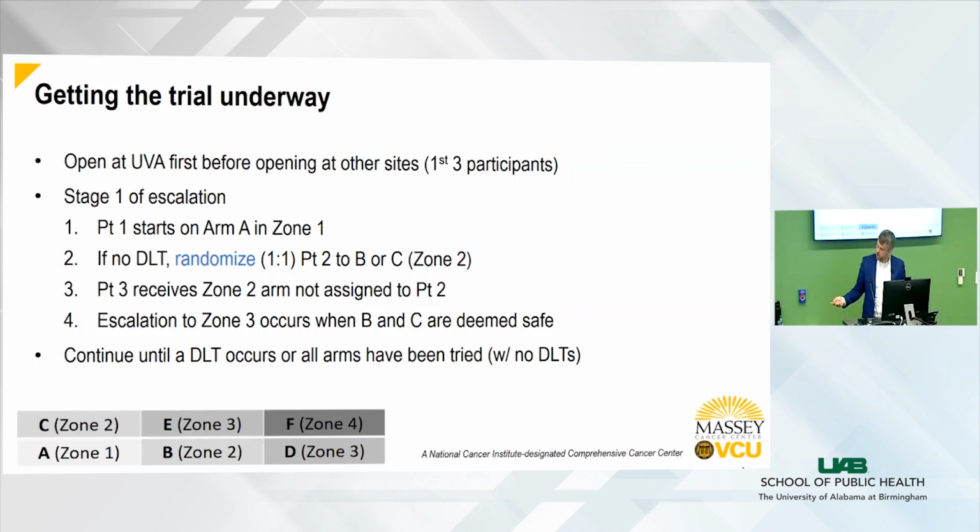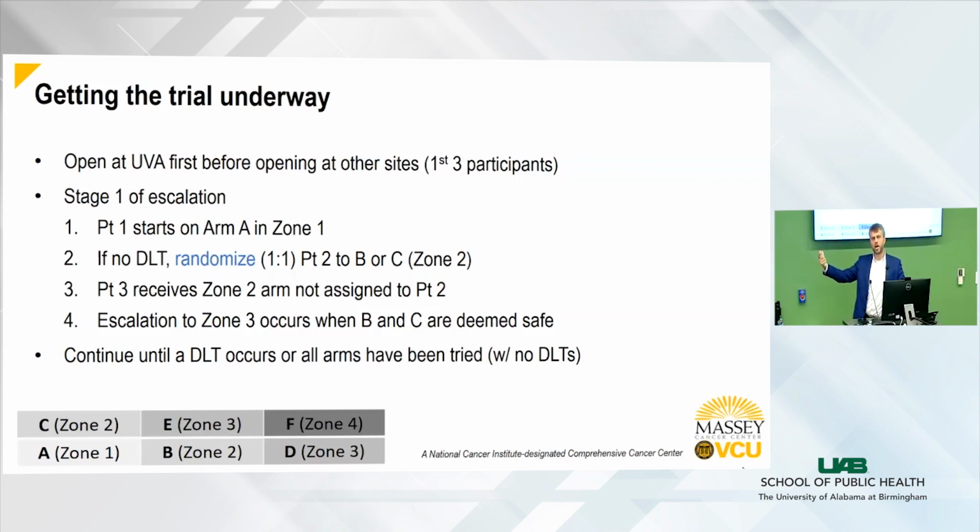Patient 1 starts on arm A. In zone 1, if no DLT, we randomize to B or C for zone 2. So the second patient is randomized to B or C if there's no DLT on A. Patient 3 receives the zone 2 arm that was not assigned to patient 2. So we fill that other one, right? Then when we get to the next one, like E and D, again, first one's randomized, then the other one's put on the other combination. And we continue this until we have a DLT or all arms have been tried.